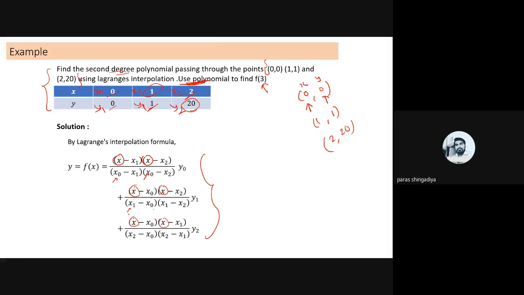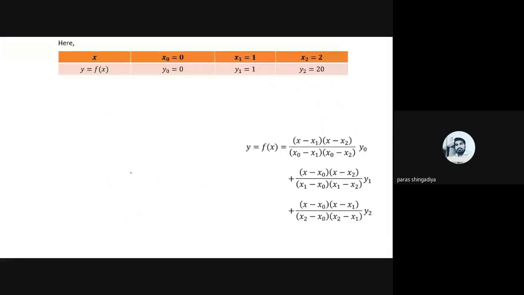Okay, so now replace the values as given in this table, and consider x as it is here to predict the polynomial. In all the previous examples, we replaced x with one value, which was mentioned in the example. But right now we find the second degree polynomial by using Lagrange interpolation. So we'll consider x as it is in each step.